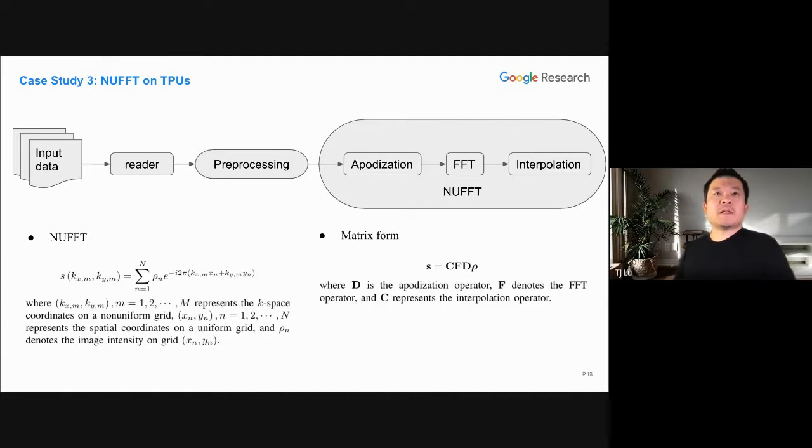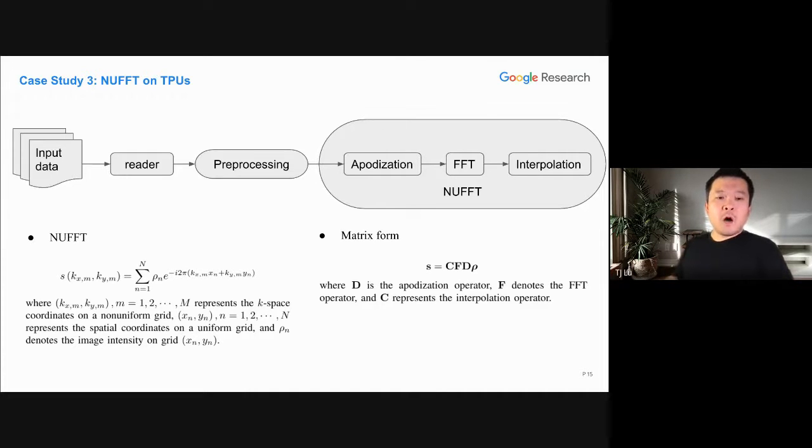Now let's move on to another case study of a NUFT on TPUs. Sampling approaches in many applications are non-uniform. This is particularly true in the medical imaging domain. The primary goal of non-uniform sampling is to reduce the data acquisition time. In order to retain the computational complexity of FFT, n log n for an n-point transform, and at the same time handle non-uniformly sampled data, we need a NUFT, the non-uniform FFT. As shown in the figure, a NUFT consists of 3 components: apodization, FFT on the uniform grids, and interpolation.